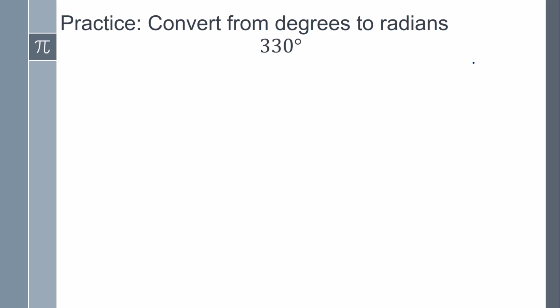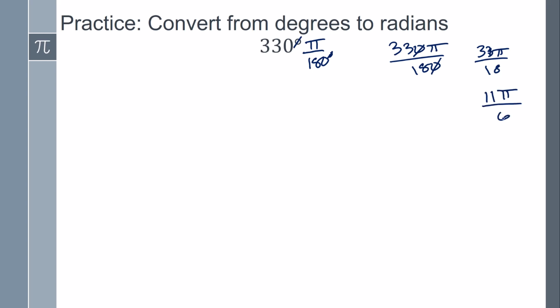We'll try one more. So this one, we multiply by pi over 180 because the degrees as a unit are going to cancel out. And now I just got to reduce that. So that's going to cancel out. So I'm going to get 33 pi over 18. And then there's a 3. So 11 and then 6.